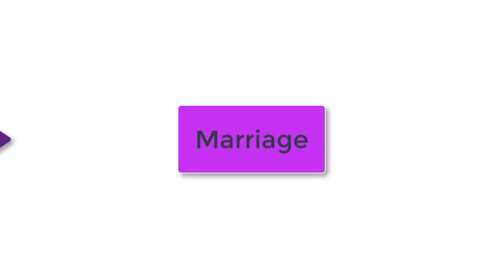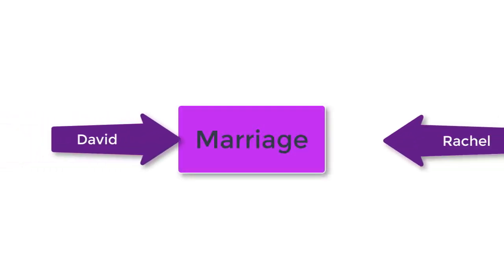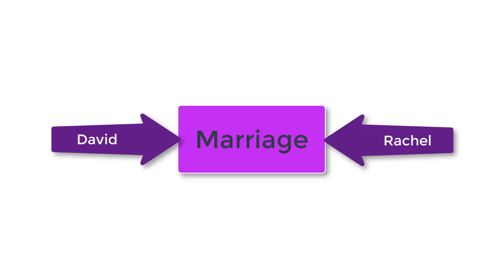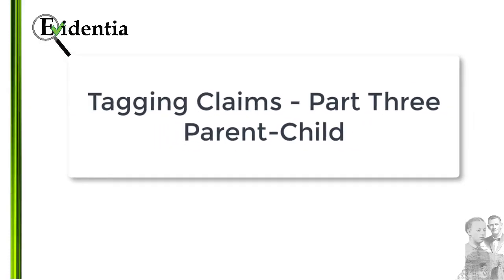In this tutorial, we have demonstrated the advantages of the new claim type assignments. In our next tutorial, we will complete our discussion of claim tagging by showing you how Evidentia 3 handles parent-child relationships.